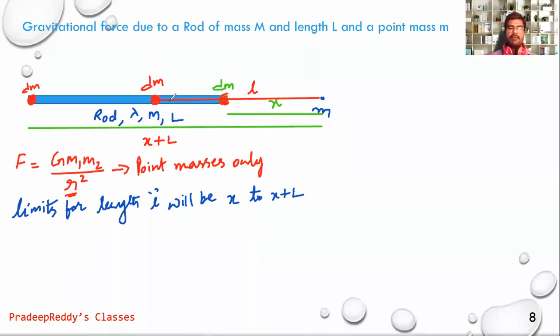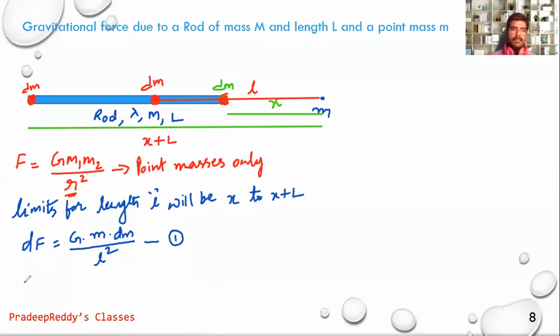Now I want to find the gravitational force. First I will take this small element and find the gravitational force acting between that element and mass m. I will write it as dF, because I'm taking mass dm. It is capital G into m into dm divided by the separation l square. Let me take this as equation number 1.